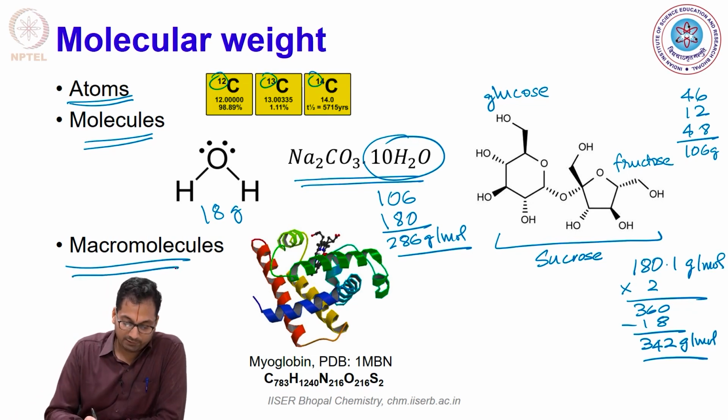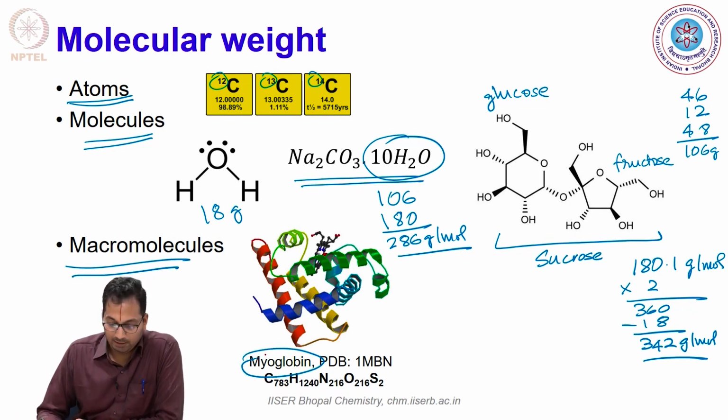Going to macromolecules, as in the case of proteins as shown here, this is a famous protein called myoglobin. It has a lot of atoms as seen here. It has 783 carbon atoms, 1240 hydrogen atoms, 216 nitrogen atoms, and 216 oxygen atoms, and 2 sulfur atoms.